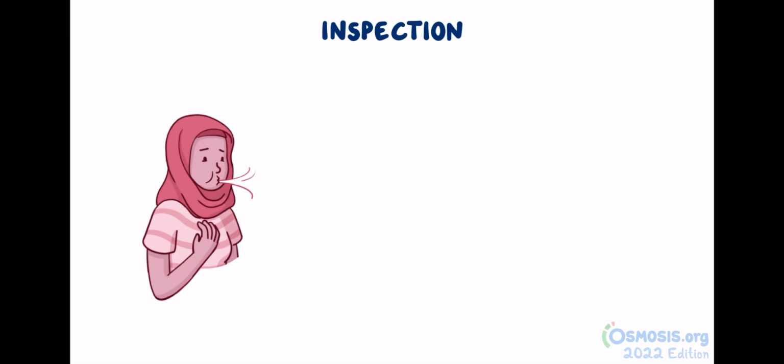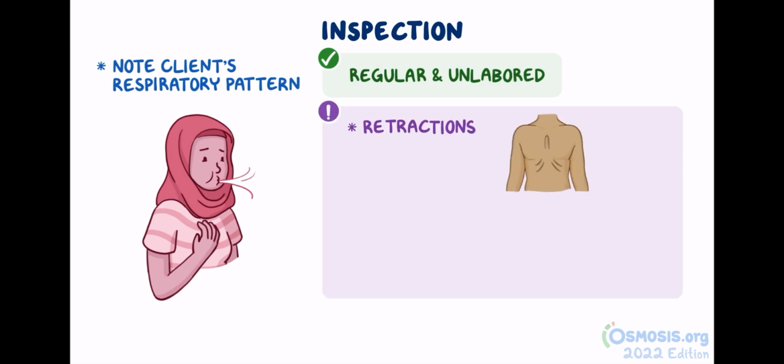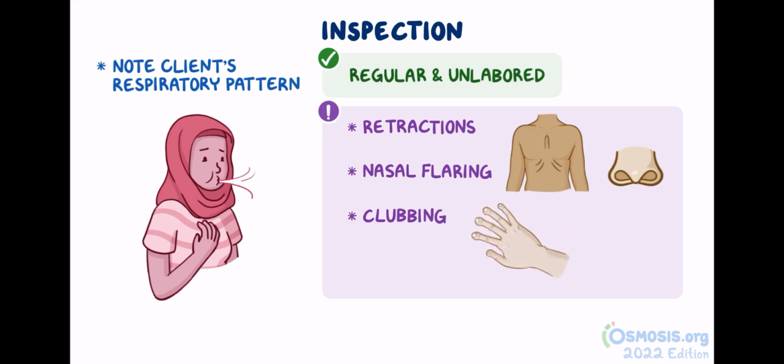In addition to the respiratory rate, note your client's respiratory pattern, which should be regular and unlabored. Be sure to assess for signs of acute respiratory distress, including retractions, which occur as a result of airway obstruction, causing the chest wall to pull in at the sternum and between the ribs as the muscles try to overcome the obstruction, and nasal flaring, which occurs when the nostrils widen during inhalation in an attempt to take in as much oxygen as possible. Clubbing of the fingers is a sign of chronic respiratory disease.